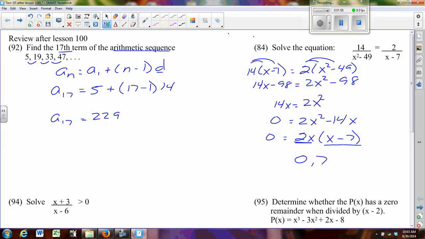But now I have to go back and check. If I put in 0 into the original equation, it ends up working out. If I put in a 7, notice over here, I'd have x minus 7. If 7 is x, I'd have 7 minus 7. I cannot have a 0 on the bottom. So this is not part of the solution. My answer would just be 0.